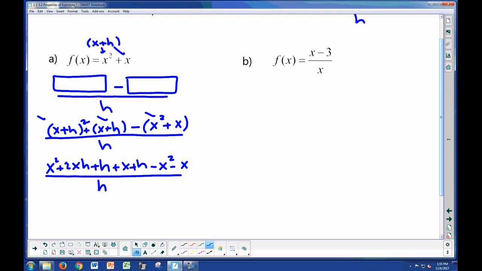Okay, then we have a couple of things that cancel out. So if we notice here, we've got an x squared that cancels out with the other x squared at the beginning, and there's an x that cancels out right in the middle there with that last one. So all of the f of x will end up dropping out in the end, and what we're left with is 2xh plus h.